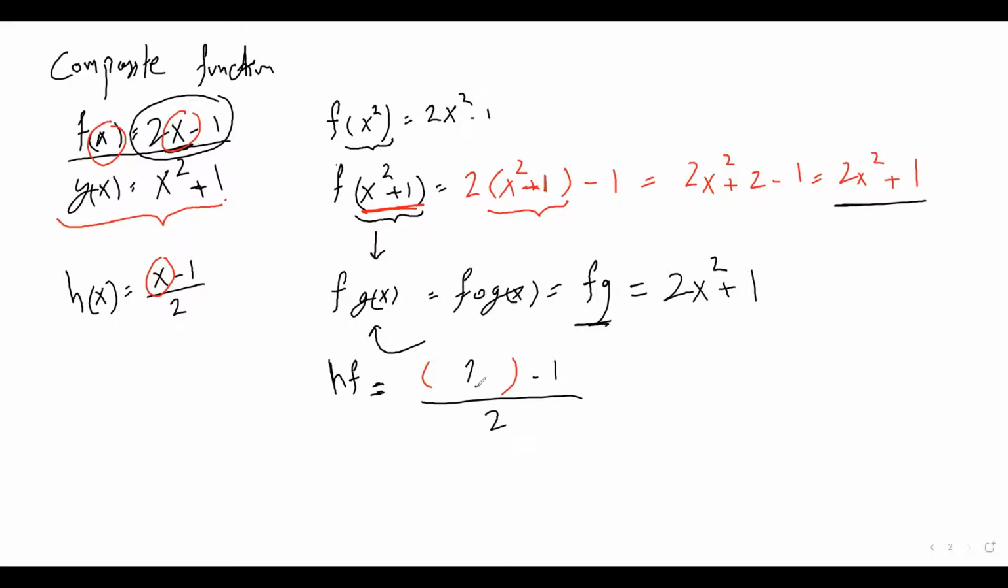So here, what should I put? I should put 2x minus 1. And the final answer would be (2x minus 2) divided by 2, which you can factorize 2 out of the numerator, and it cancels out with the 2 in the denominator, and you have x minus 1 as the answer.